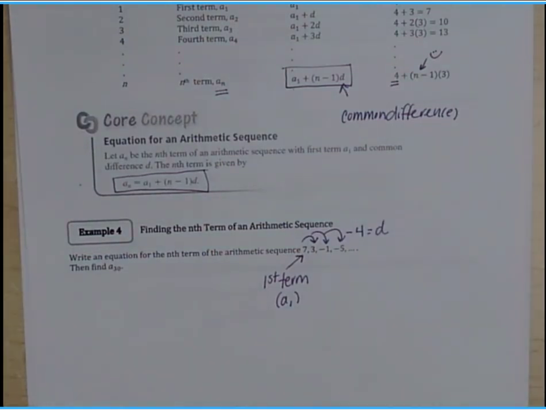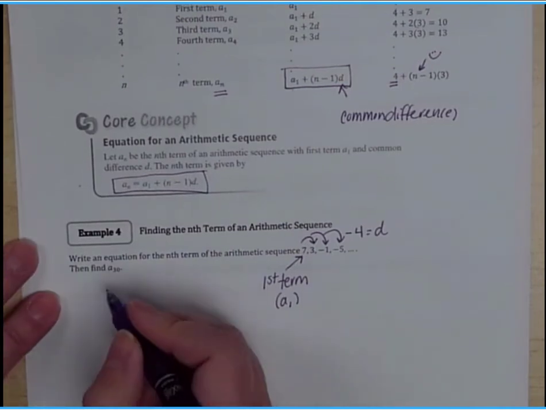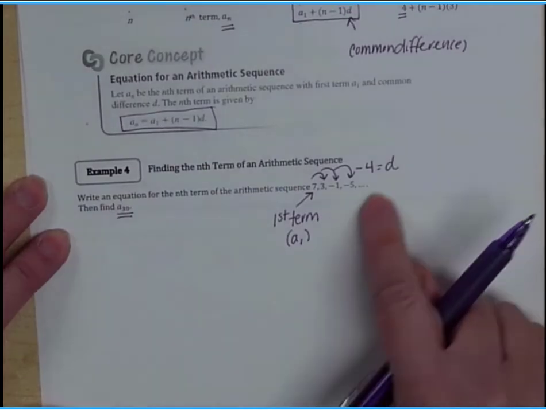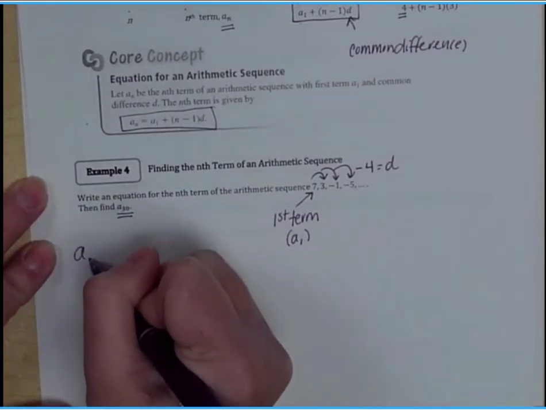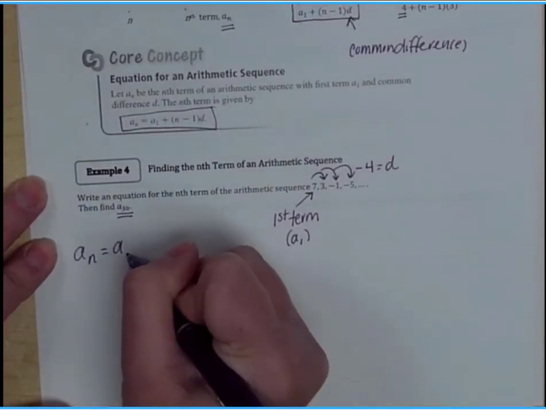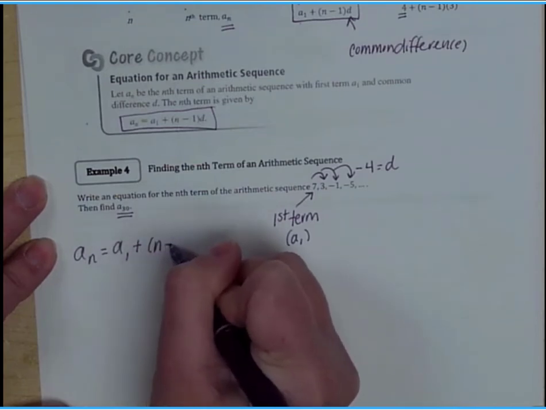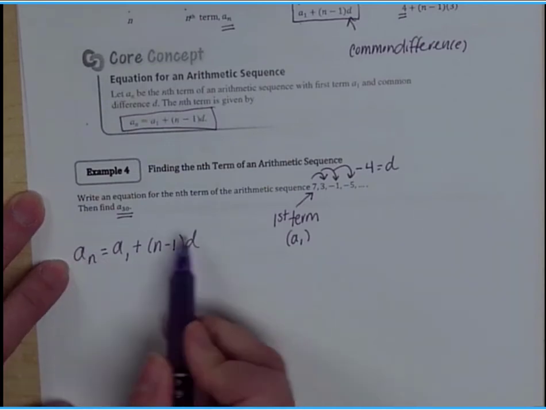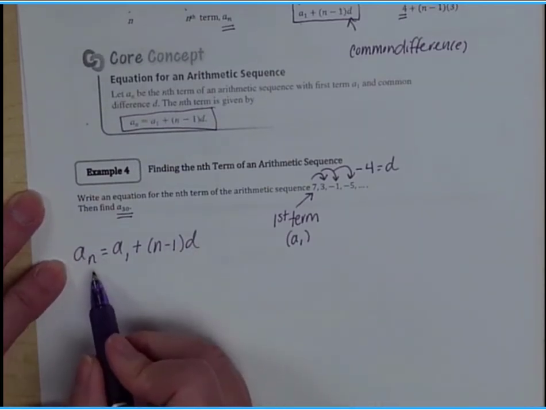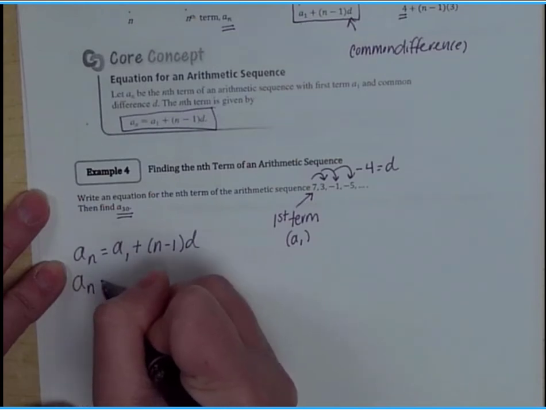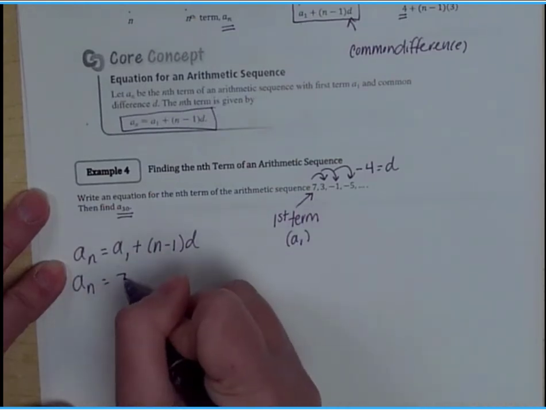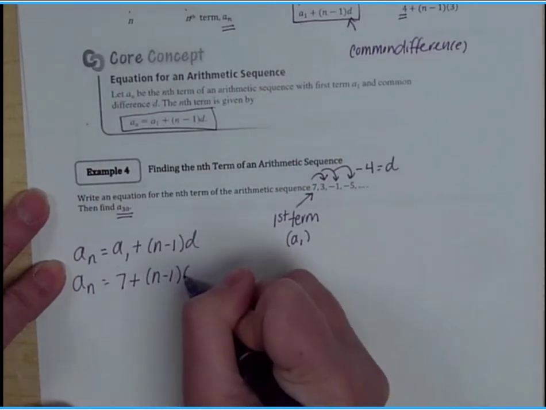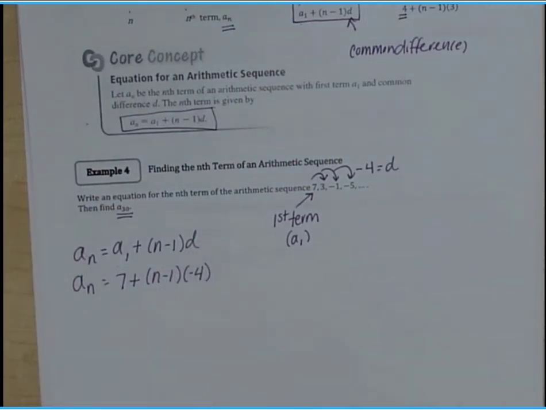So now, how could I write this? Eventually, I want to find the 30th term. So let's see what we have. So we have A of n equals A of 1 plus n minus 1 times the common difference. So this is going to be the equation for any number that we have. So we've got A of n equals 7 plus n minus 1 times our common difference of negative 4.